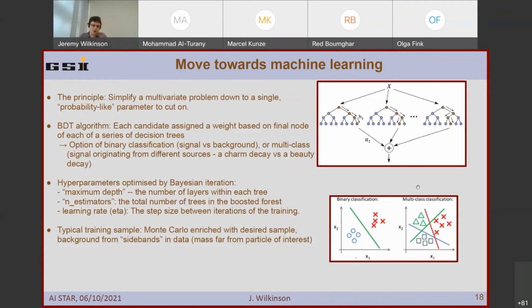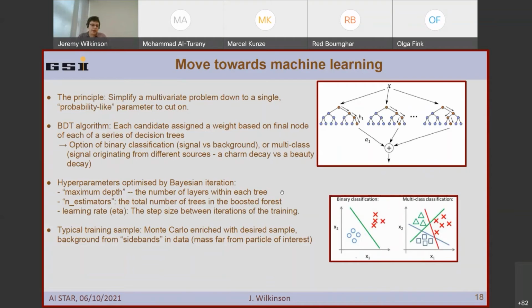And from this, we have the option of either a binary classification of simple signal versus background, or we can start to use multi-class techniques in order to separate, say, background from a lambda C that came from a charm quark versus a lambda C that came from a beauty quark. So the hyperparameters that we typically use to control this are the maximum depth of the network, which we tend to keep relatively shallow to avoid overfitting, the number of estimating trees, and the learning rate. And then we optimize this with a Bayesian iteration technique.